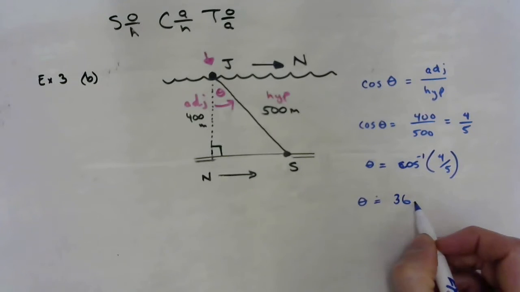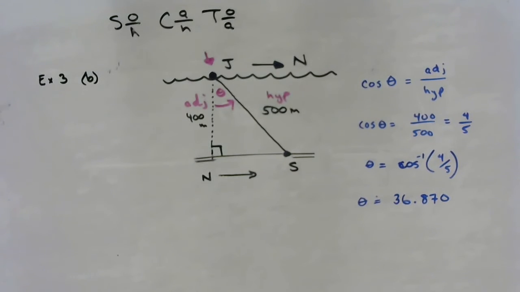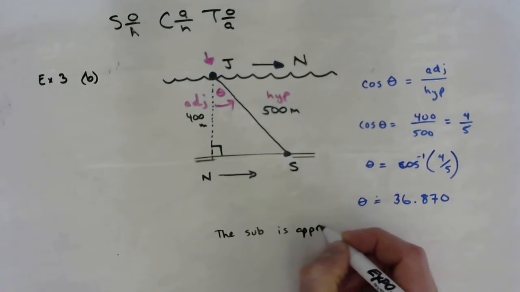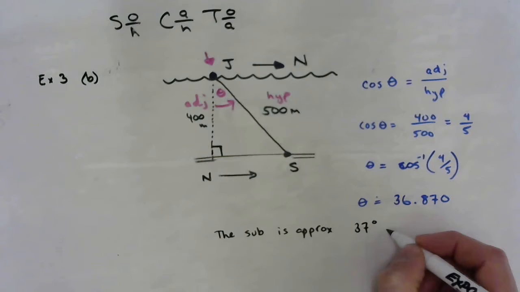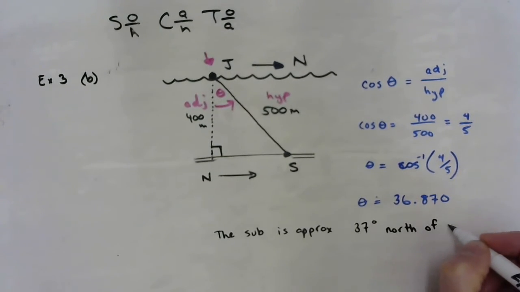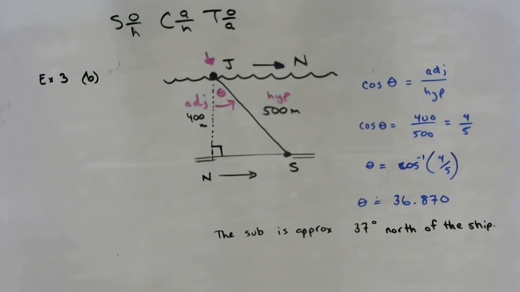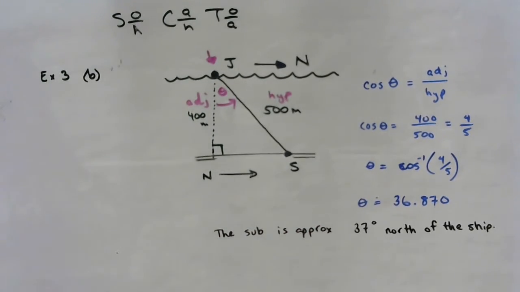Inverse cosine. It doesn't work. Did you do 5 over 4 by accident? Nope. All right. 36.8698. The sub is approximately 37 degrees north of the ship. That's with respect to this line pointing down to the bottom of the sea, straight down.